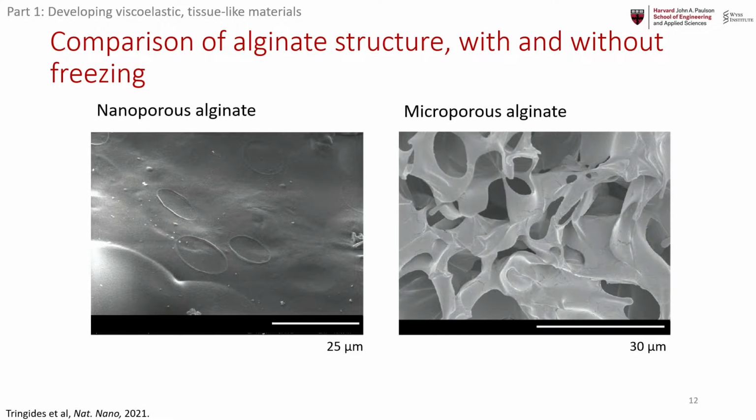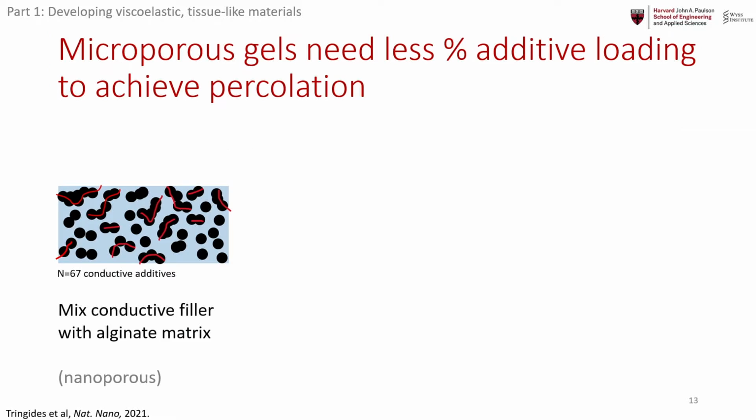If we look at this under SEM, we can see on the left the nanoporous alginate, and again, with no additives, we now have a microporous formulation with quite large pores. And this is actually really advantageous when we start making electrodes, because here I have an alginate schematic. Alginate is the blue rectangle, and then in this case, I have 67 additives, which are the black circles. And if we randomly mix and cross-link our structure, I've drawn the percolating or electrical path here in red. You can see it's discontinuous.